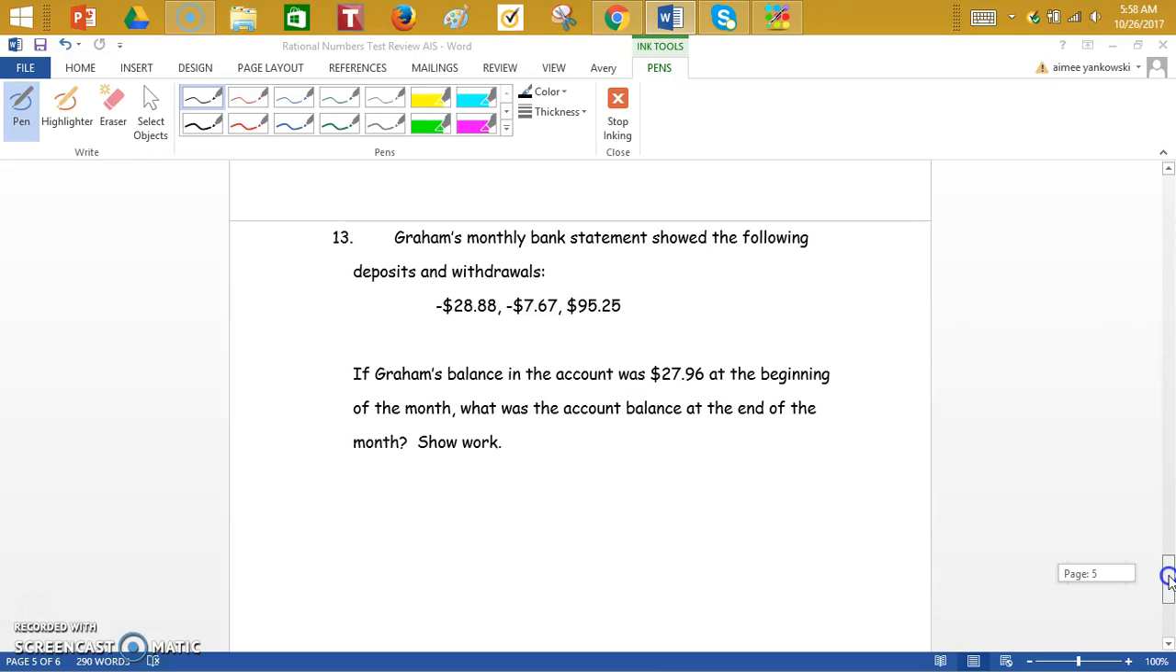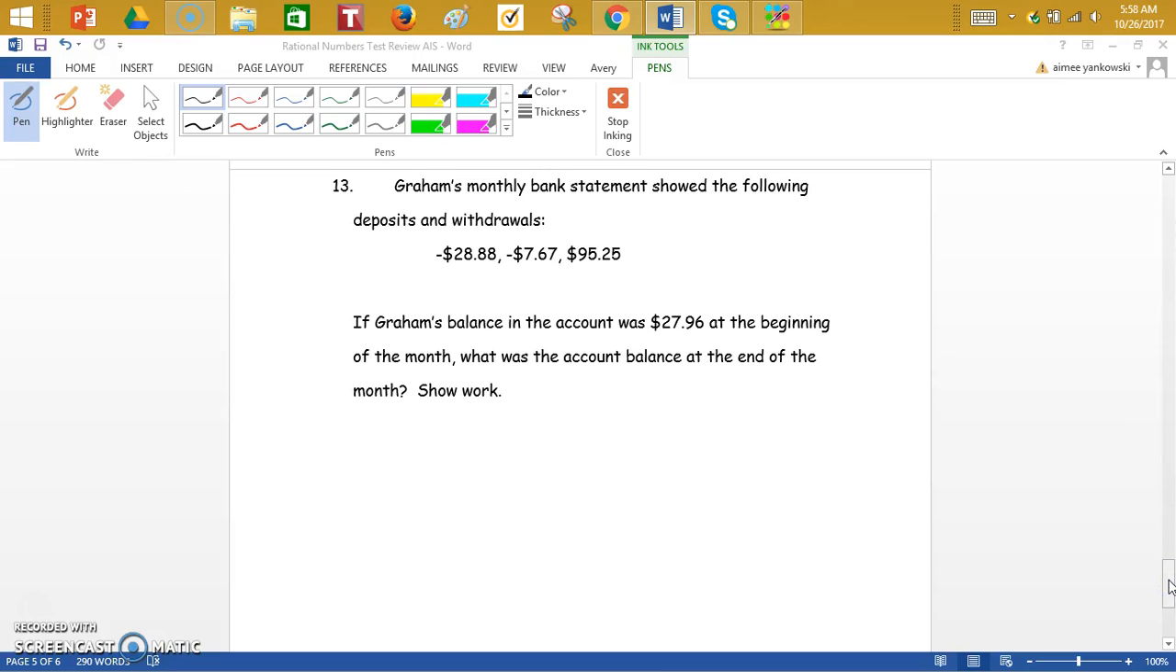All right, 7th graders, this is to help you with that last question on the test review. It says Graham's monthly bank statement showed the following deposits and withdrawals. A withdrawal of $28.88, a withdrawal of $7.67, a deposit of $95.25. If Graham's balance in the account was $27.96 at the beginning of the month, what was the account balance at the end of the month?